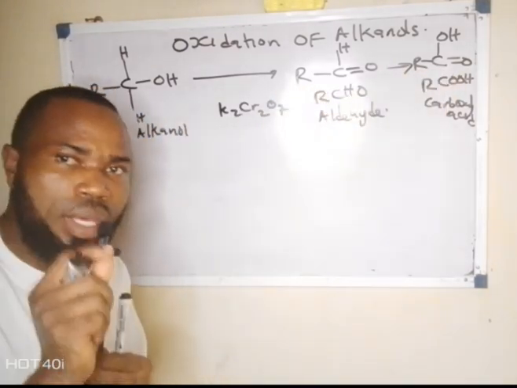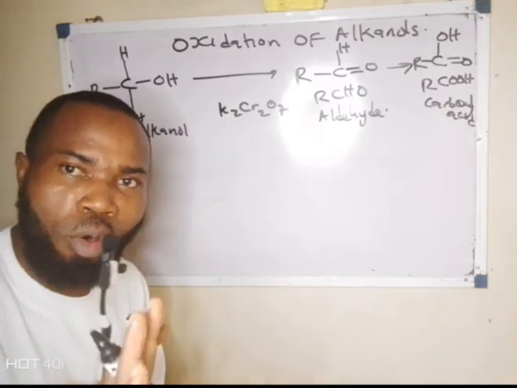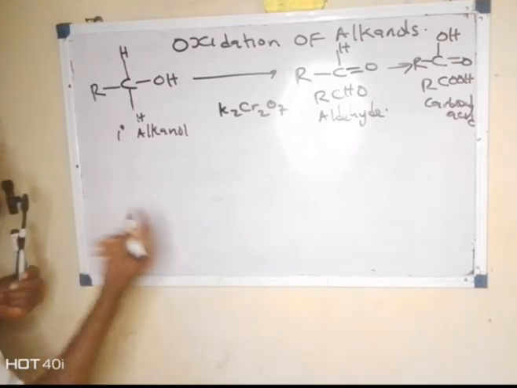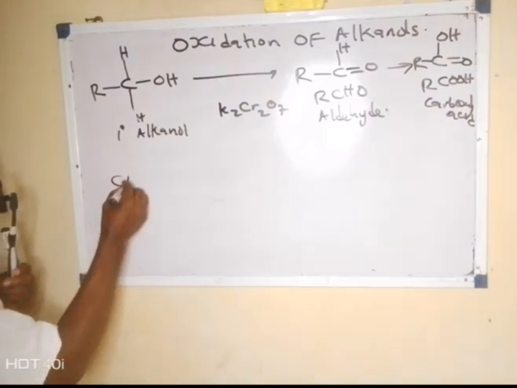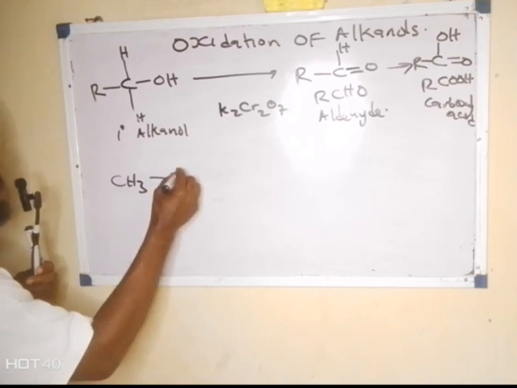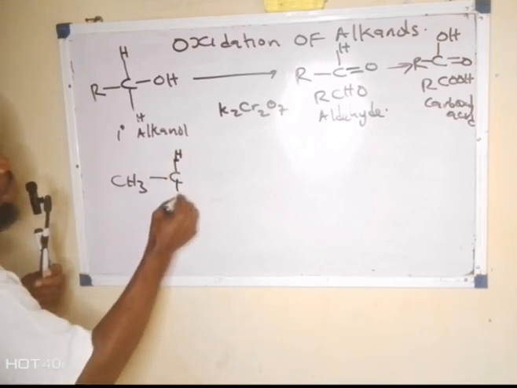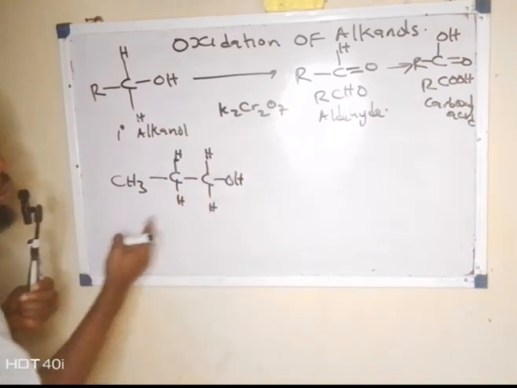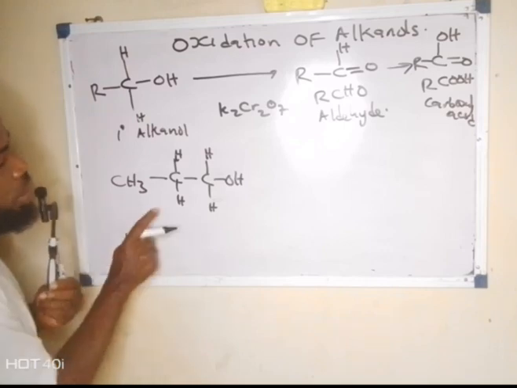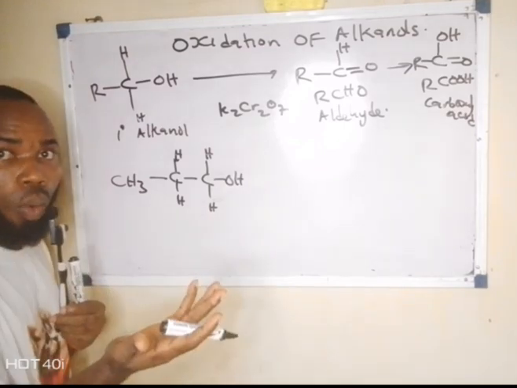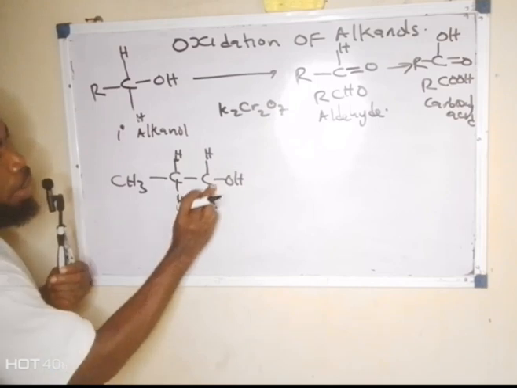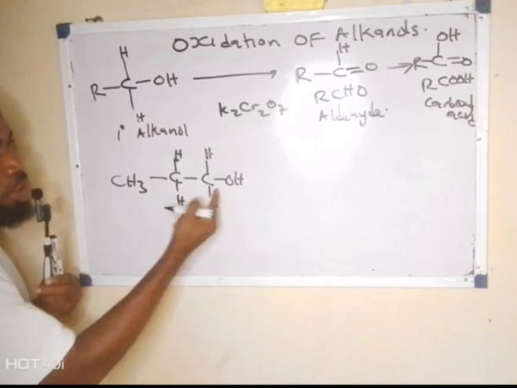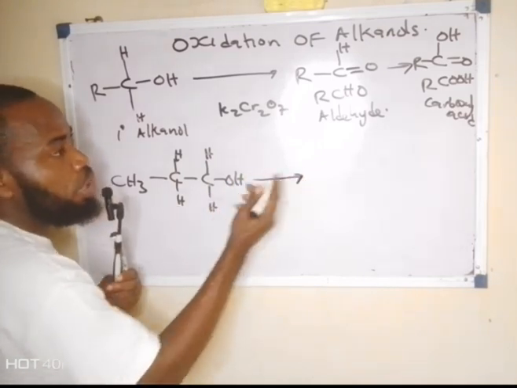Now let's take a quick example. What are the products that are formed if I oxidize a particular primary alkanol? For instance, I have something like this. I have CH3, I have C, we have H, and I have C, I have H, I have H, and I have OH. Now if you look at this alkanol properly, you'll notice that yes, this is a primary alkanol. How is it a primary alkanol? Obviously, I have two hydrogens attached to the carbon that carries the OH, or I have one alkyl attached.